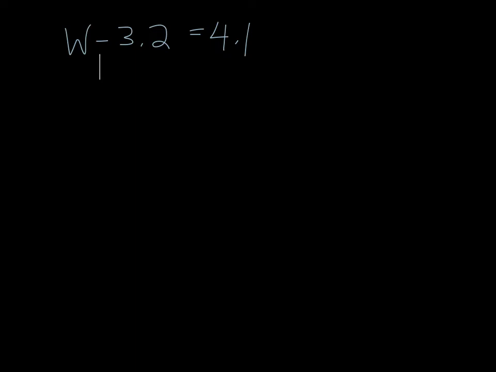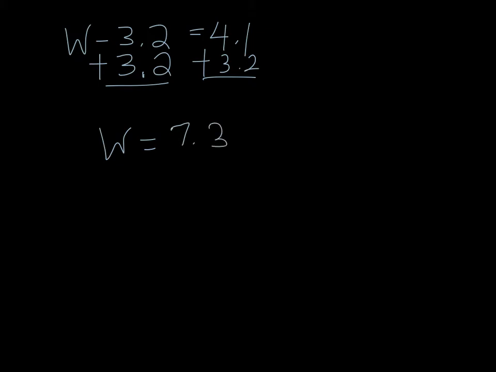So the opposite of subtraction here is adding. So we're going to add 3.2 to both sides, which leaves us on this side with just W. And over here we have 7.3. We check it out. 7.3 minus 3.2 will equal 4.1.